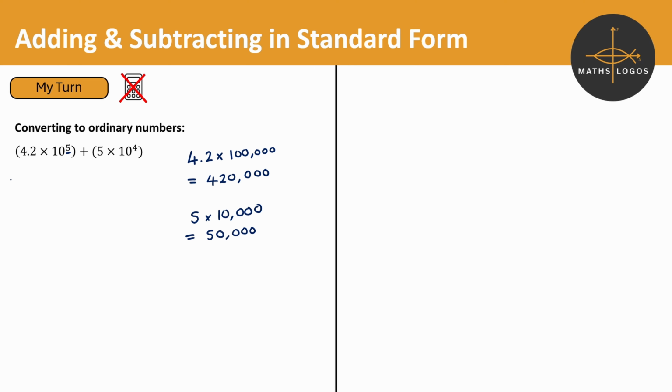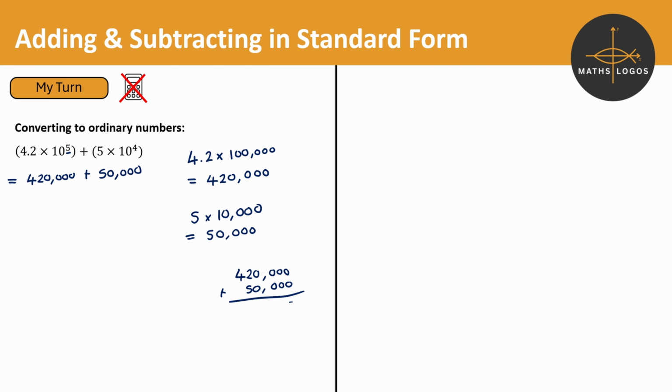We can now come over here and rewrite our calculation. 4.2 times 10 to the 5 is 420,000. And we're adding on 50,000. So we can go ahead and add these together. You might not need to set up your column addition to do this, but let me do that. So we've got this. And just make sure your place value columns are lined up. So we're adding on our 50,000 like this.